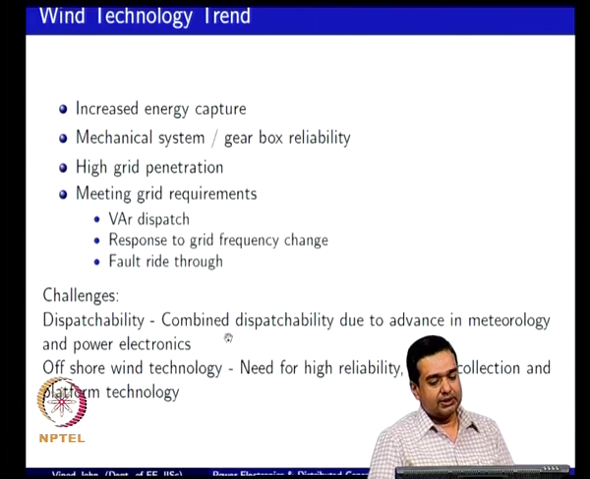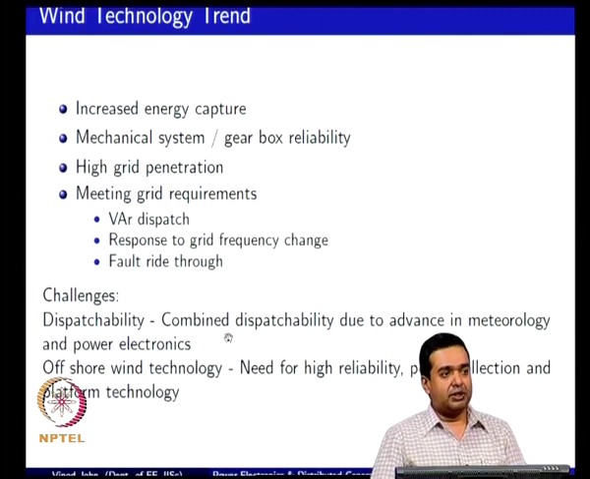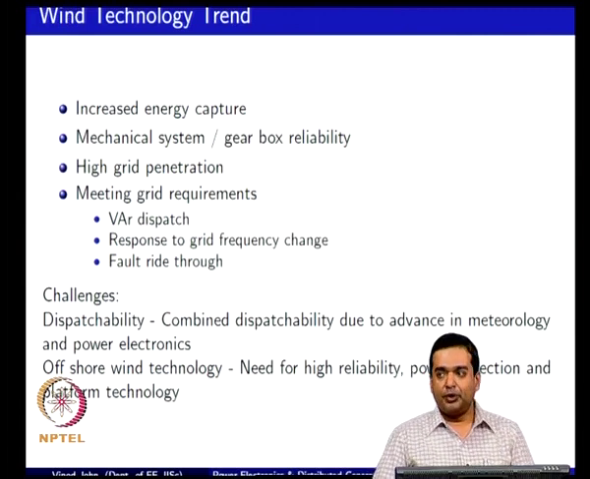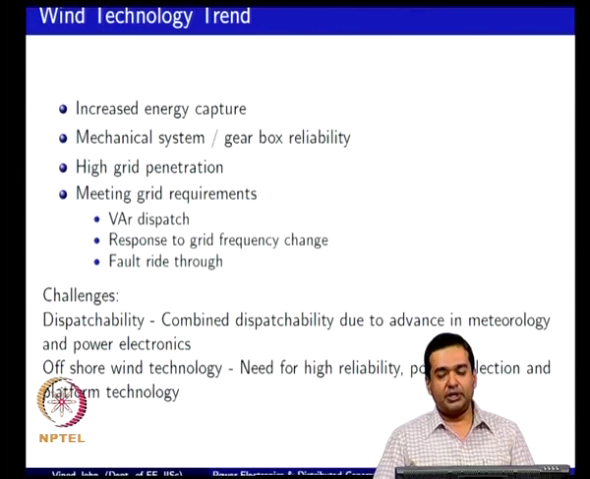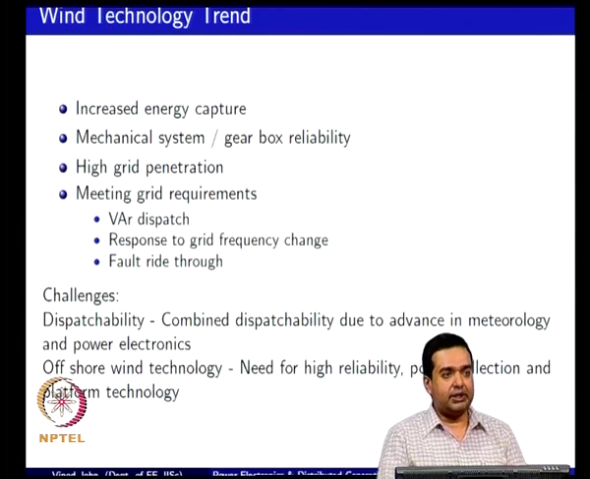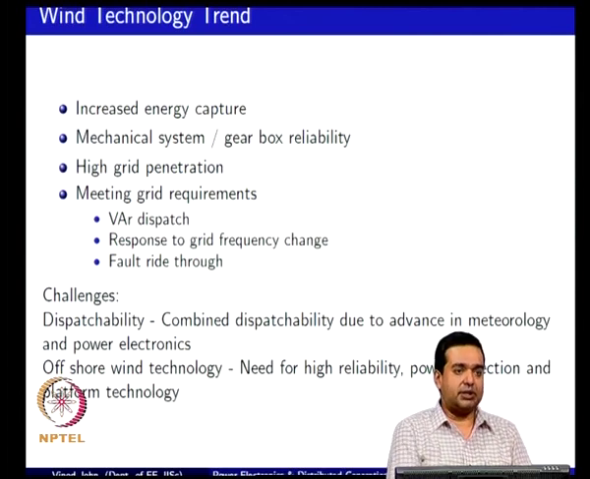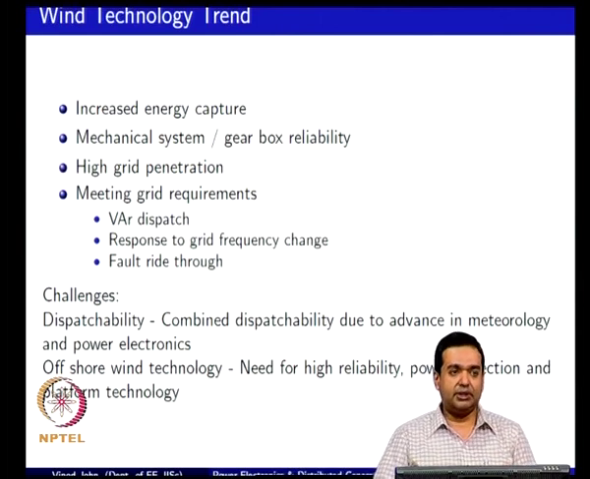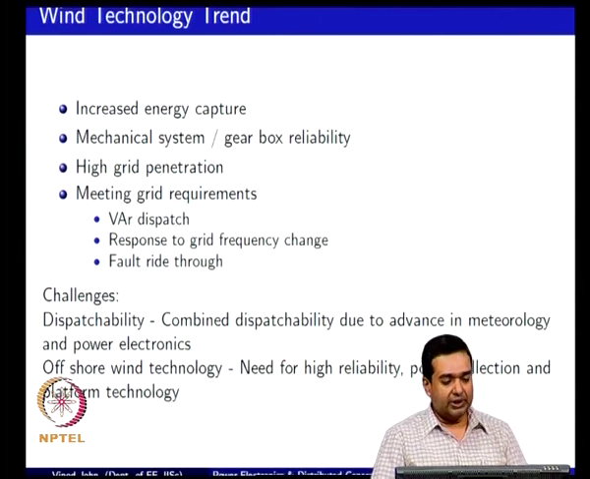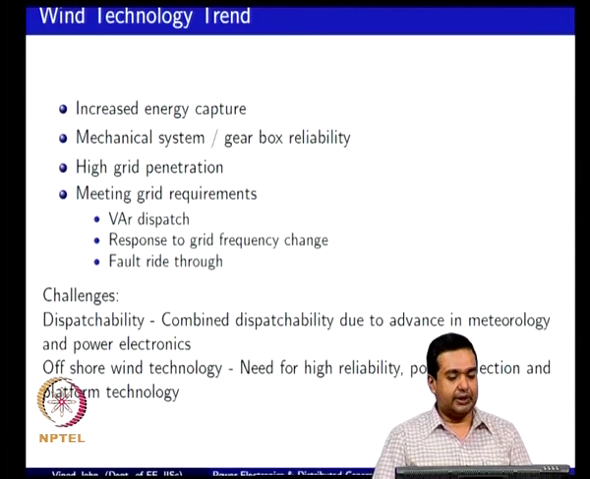Also, another challenge is to look at whether you could make use of advanced meteorology. So, you have better weather prediction, better prediction of what the wind conditions are, and use that to actually plan on how much wind power will be there, which means how much other resources would be needed. So, combined dispatchability is something that people are looking at, especially with power electronics. You could actually adjust things at a faster rate.